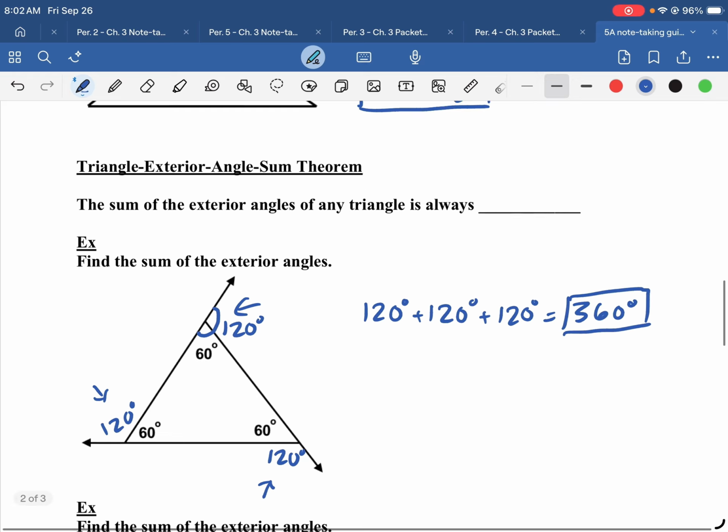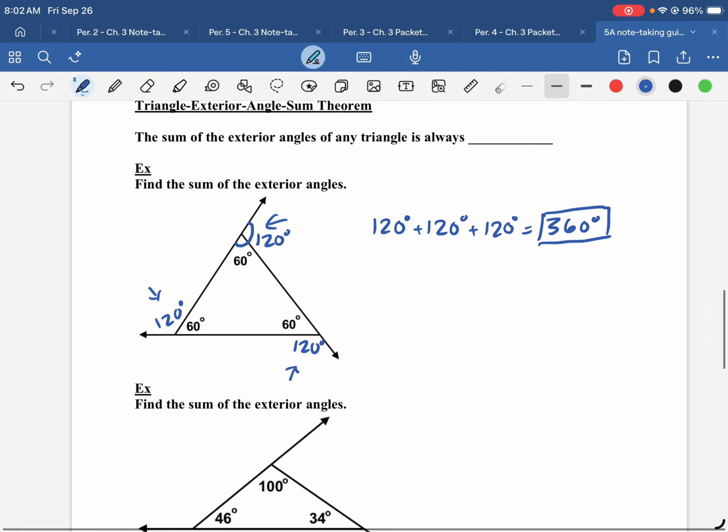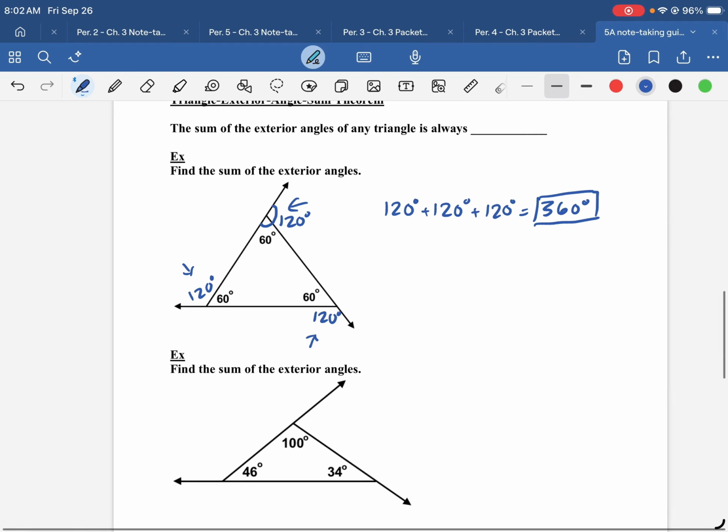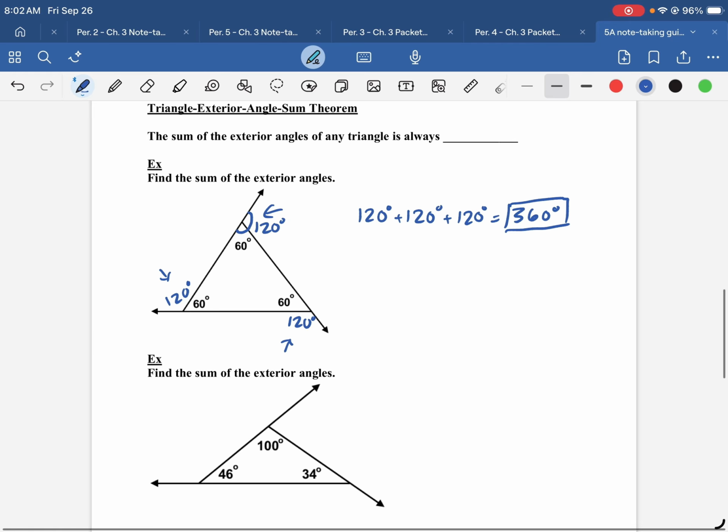Okay, so on the next example, this one's not an equiangular triangle, but we can still use the linear pairs, right? I've got a linear pair here. This must be 80 to get to 180, okay? And if you do 180 minus 34 down here at the bottom, that'll give me 146. And if we do 180 minus 46, that would give me 134 degrees, okay? So let's add up these three angles and see what we get.